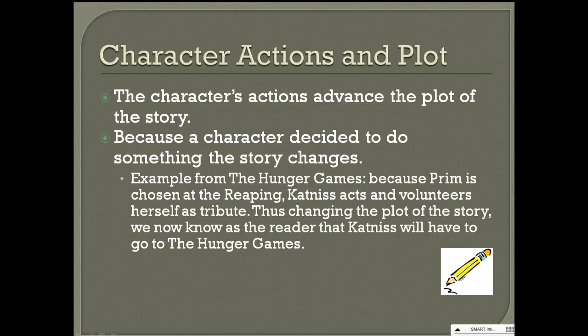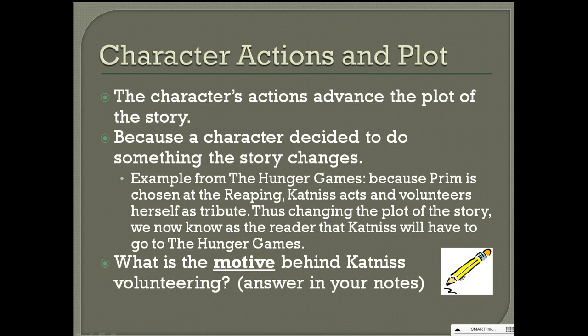So because she volunteered as tribute instead of her sister, then we now know that the plot of the story is going to be about Katniss going into the Hunger Games. So, since we've already talked about actions and motives, can you think about what the motive is behind Katniss volunteering? So, why does she volunteer? Write that answer in your note. I'm going to talk about it in like a minute or two anyways, but try and see if you can guess and then check your answer later.